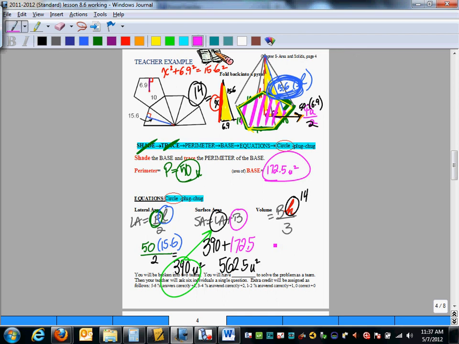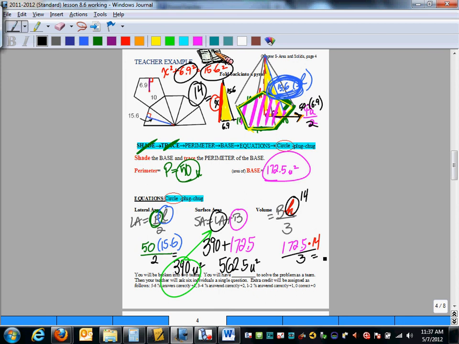Our base is 172.5. Our true height we just got from Amanda, which is 14, over 3. I will ask for that answer in about 30 seconds. 14, because it's 15.6 squared minus 6.9 squared, and then square root. Pythagorean theorem, ma'am. X squared plus 6.9 squared equals 15.6 squared.